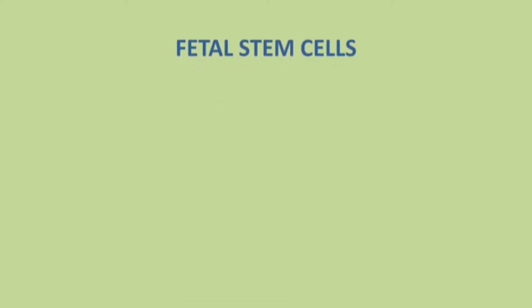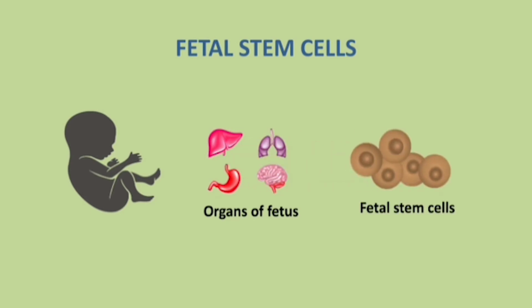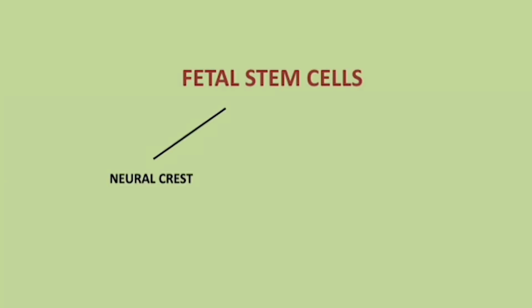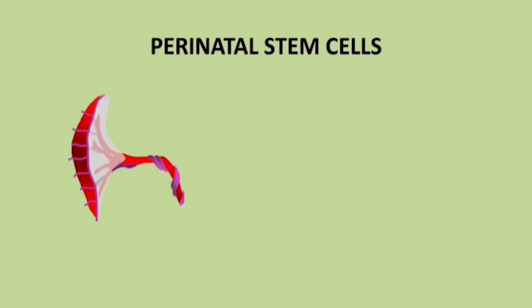Fetal stem cells. Fetal stem cells are located in the organs of fetuses. Under this category, there are neural crest cells, fetal hematopoietic stem cells, and fetal mesenchymal stem cells. Perinatal stem cells. Perinatal stem cells are derived from perinatal tissues such as umbilical cord, amniotic fluid, and placental tissues.